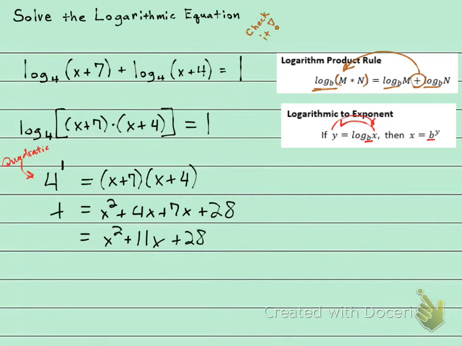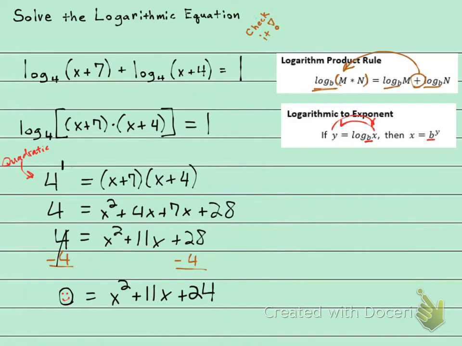And that equals 4 to the first, which is just 4. Now let's set it equal to 0. I need to get rid of this 4, so I'm going to subtract 4. So I'll have 0 on the left-hand side, and I'm going to subtract 4 here. So now I have 0 equals x squared plus 11x plus 24. It equals 0. I always put my smiley face in there.